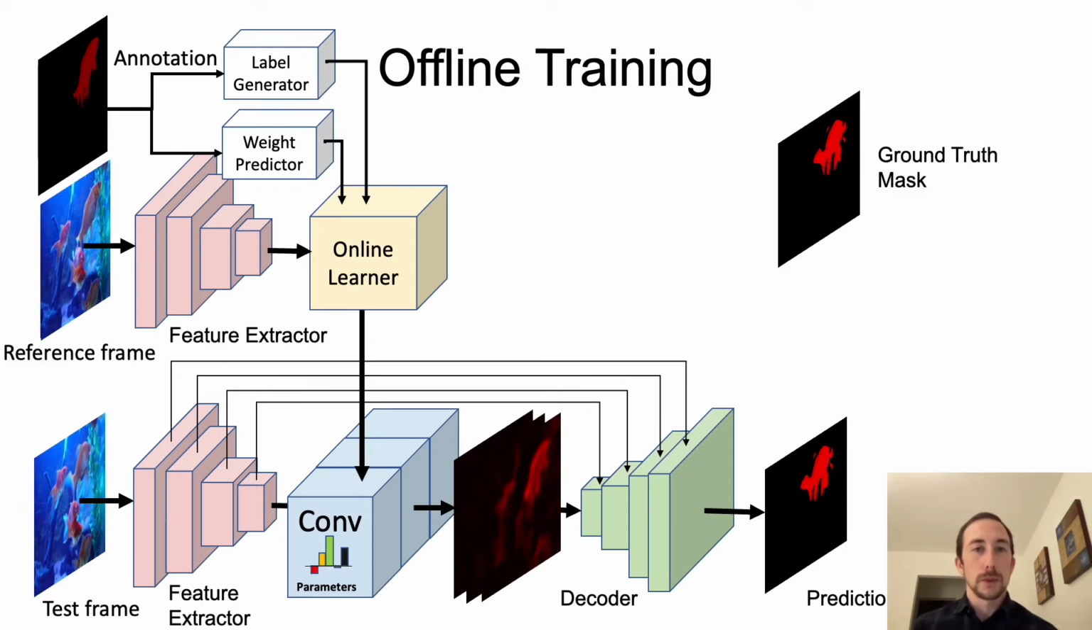We can also easily train our network on a large-scale annotated dataset. On a training pair, we simply apply our network as is and add a loss between the final prediction on the test frame and the corresponding ground truth.